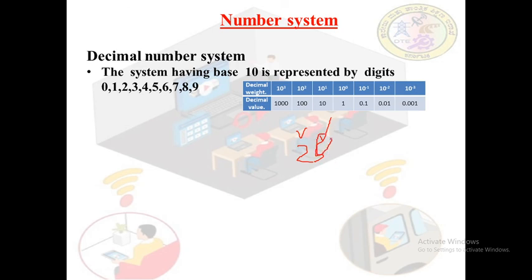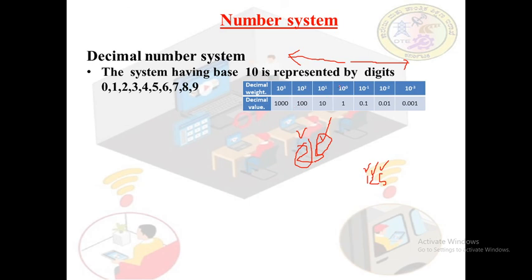This is the unit place, we all know. This is the 10th place. Suppose let us say I write 125. So 5 is in the unit place, 2 is in the 10th place, 1 in the 100th place. Similarly, each digit's value increases by a factor of 10 in the decimal number system, that is, from right to left.